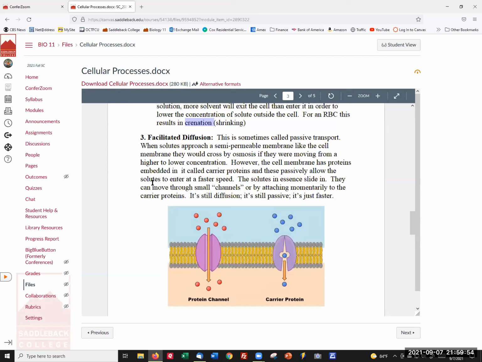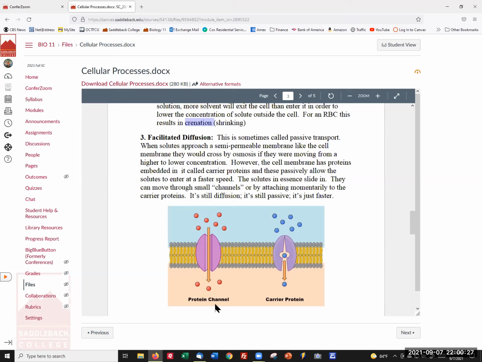Facilitated diffusion is the third of the passive processes. Facilitate something, you help it along. So we're going to help diffusion along. Diffusion proceeds at a particular rate. And if this is a cell membrane here, and something is diffusing in, it might diffuse kind of slowly across.